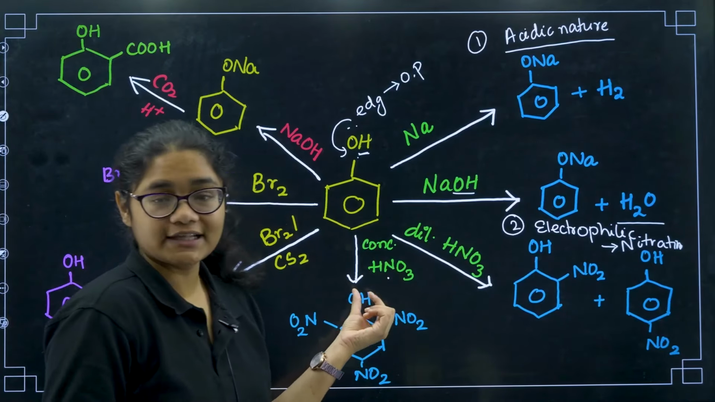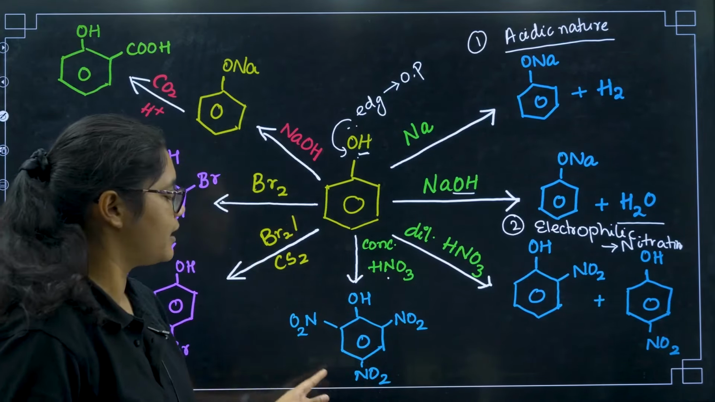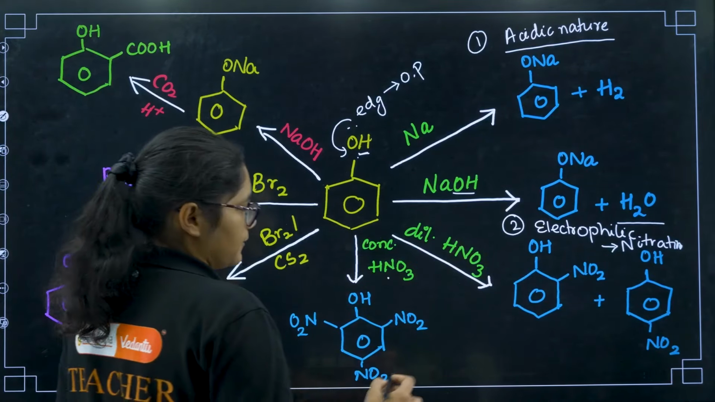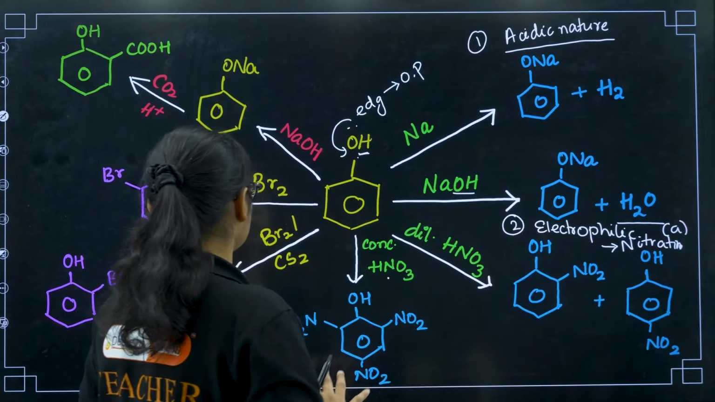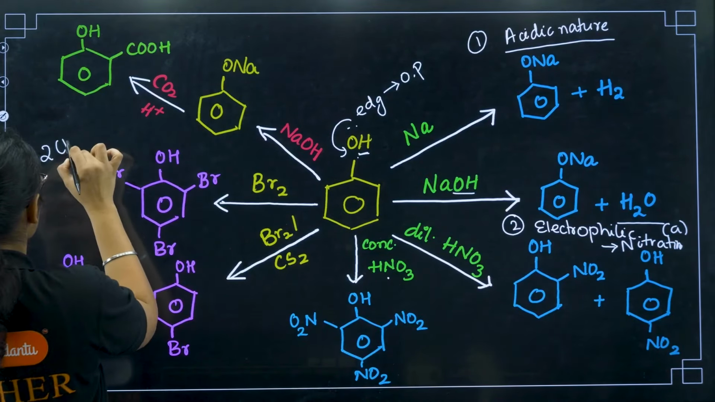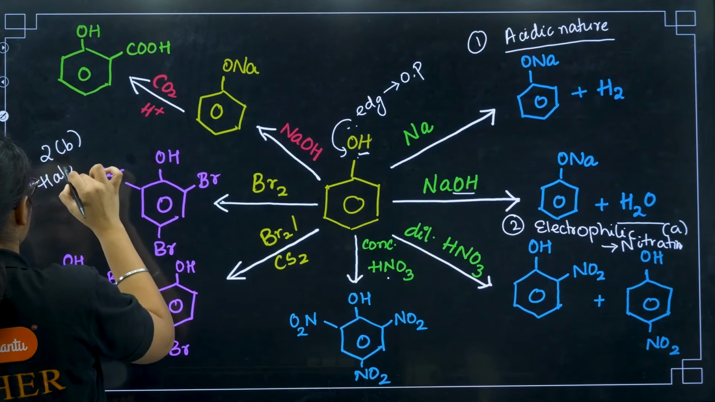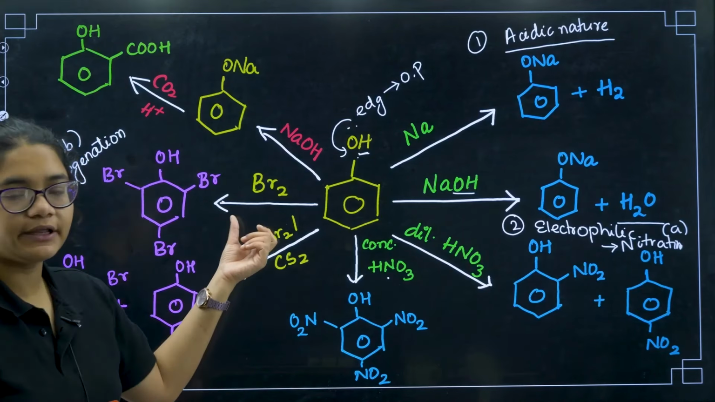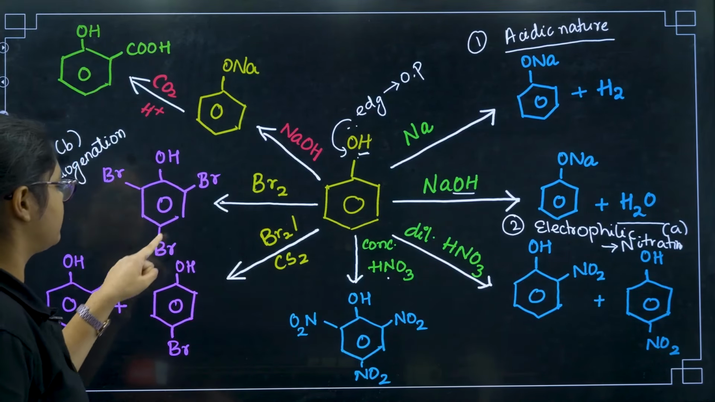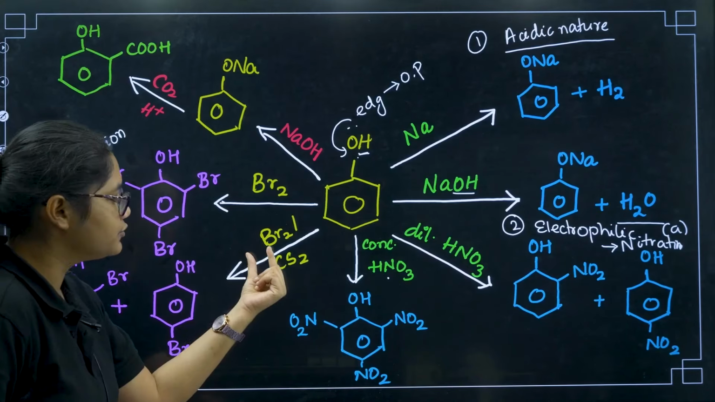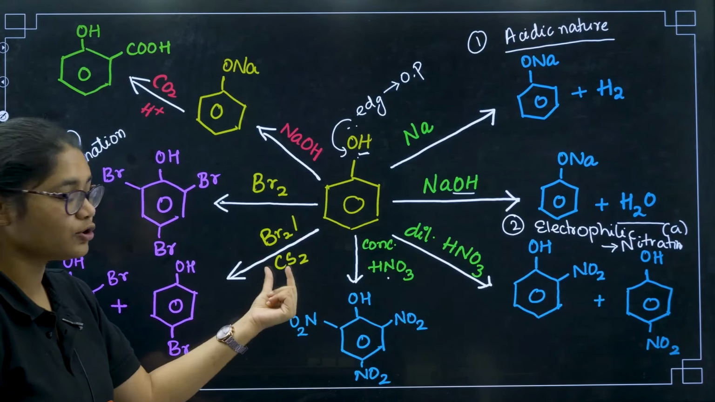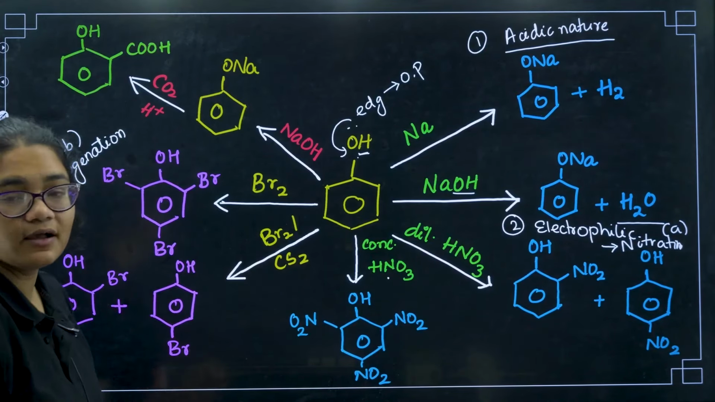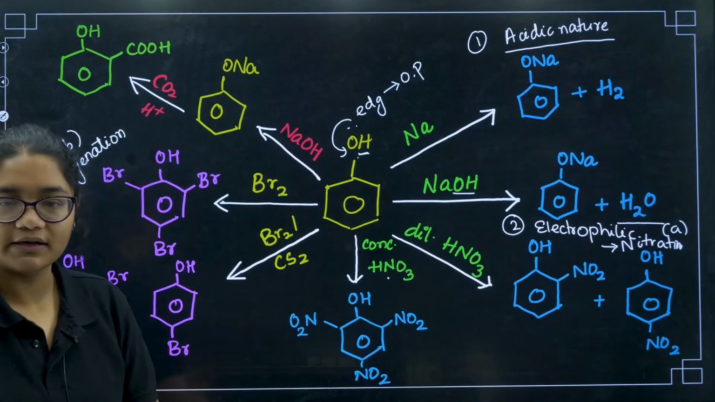Next we have concentrated HNO3. If you use it, all the ortho and para positions will be occupied at the same time. So that is the difference. This is nitration, 2A. Electrophilic substitution 2B is your halogenation. In halogenation, if you simply use bromine water, then all the ortho and para positions will be substituted. Now if you use bromine dissolved in CS2, in that case bromine will come at the ortho position and also at the para position, two different products.